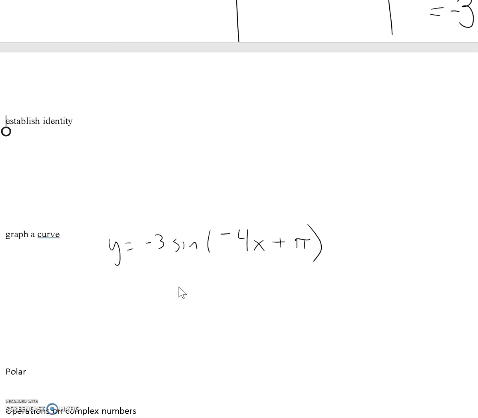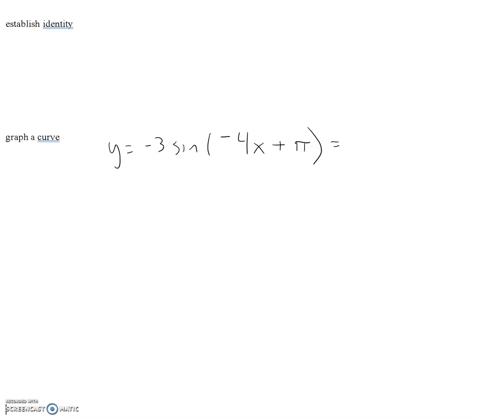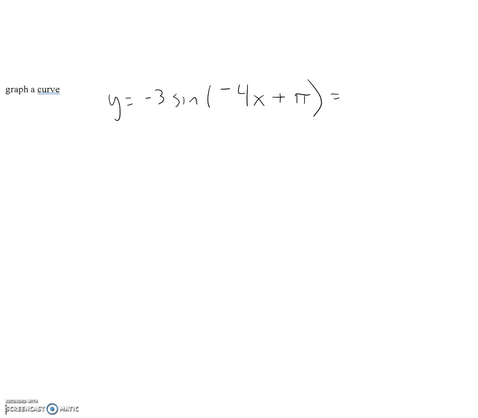Okay, so first put it in standard form. Step 1 is always to factor out your coefficient of x. So that would be negative 3 sine of negative 4, factor that out, x. And what happens when I factor a 4 out of pi? It should be pi over 4. And then the plus or minus signs have to agree. So if I factor a negative out of here, it's got to be negative.